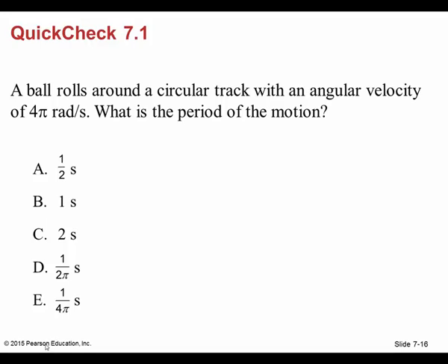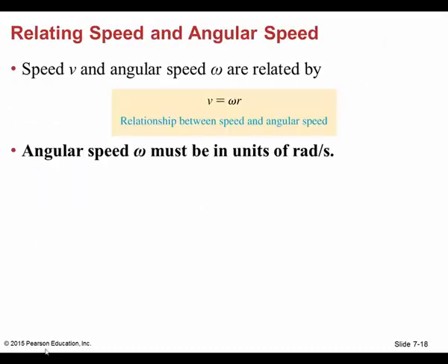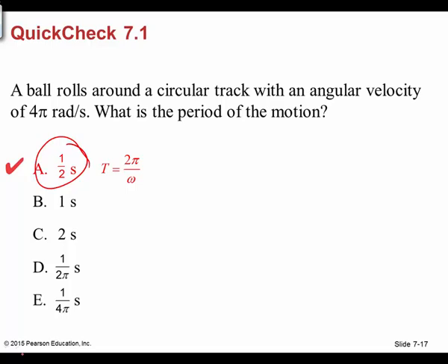Okay, now a ball rolls around a circular track with an angular velocity of 4 pi radians per second. What is its period of motion? Well, it's pretty obvious, 2 over 4, yeah, you get 1/2. Or you can write it that way. You can write it that way too. But with that value, it would have been half.